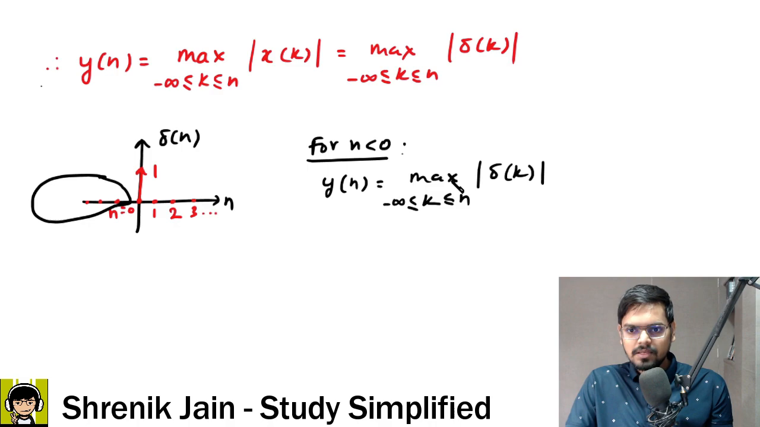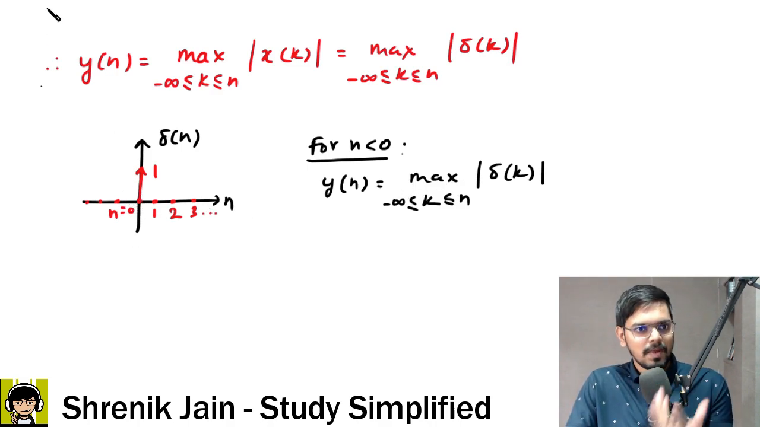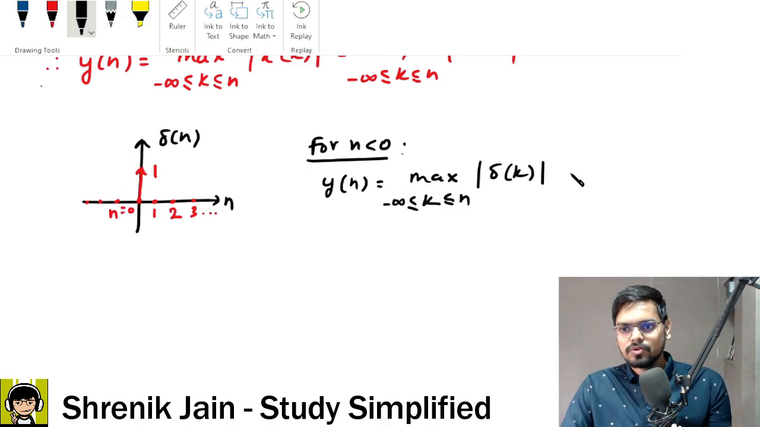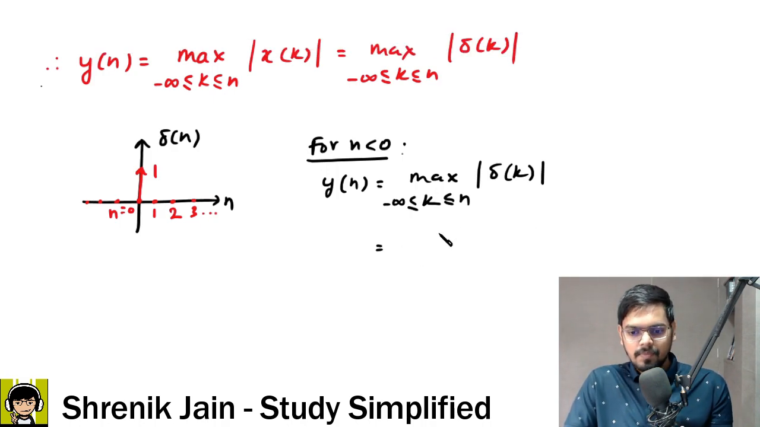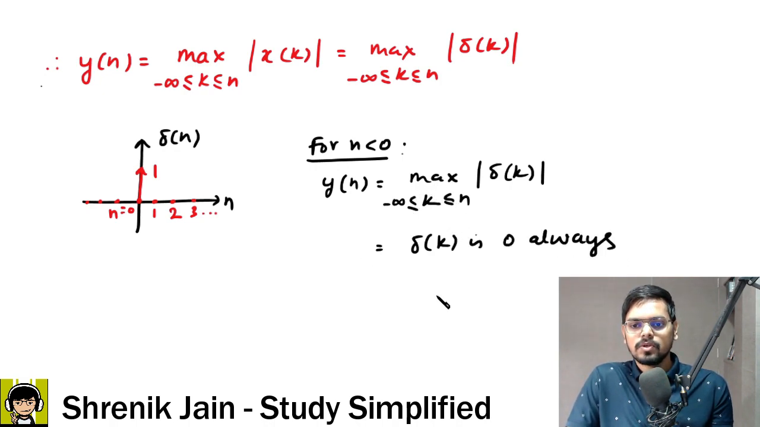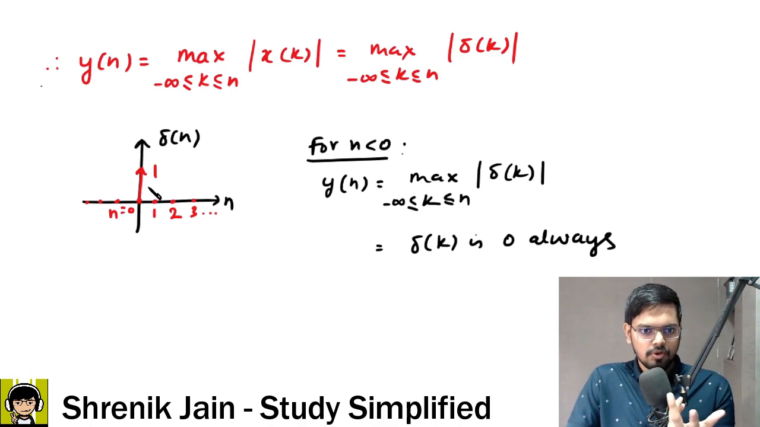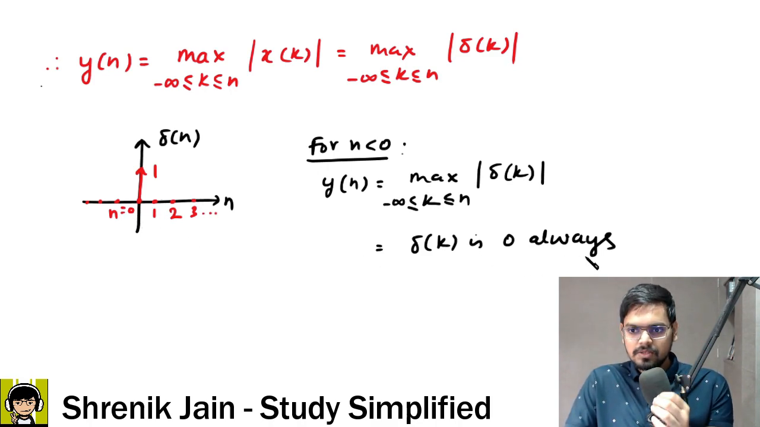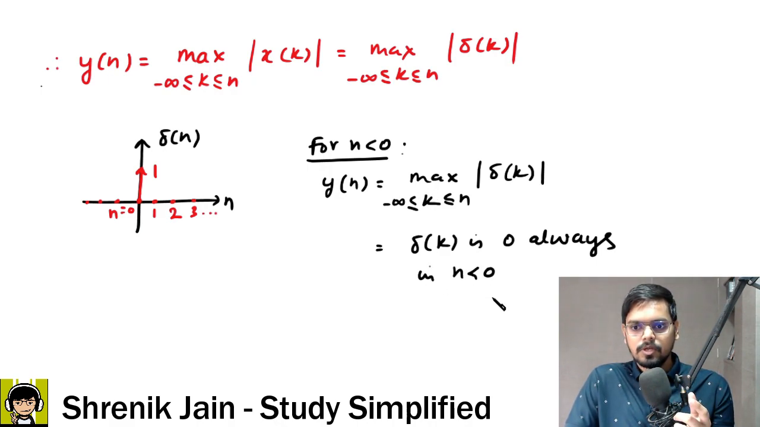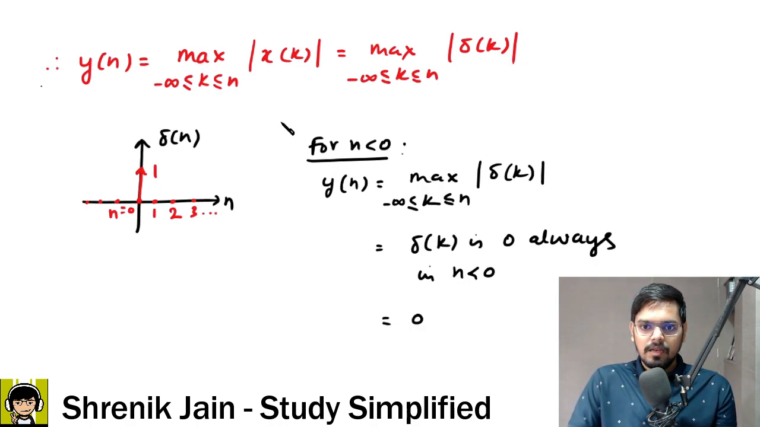Then what would be the maximum? Sir, all of them are 0, so the maximum value would be 0. Yes or no? So here we have to say that delta of k is 0 always in this range. Let me write it this way, otherwise you will say, sir, delta of k is 0, but look, at n equal to 0 it is 1. When I say delta of k is 0 always in this range, I mean in the n less than 0 range. Therefore y of n is 0 for n less than 0.